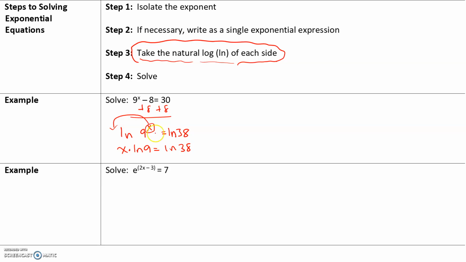So look what we did. We took the variable, which was an exponent, making it impossible to solve, and we made this into a coefficient. And we turned this into a multiplication problem. So the inverse of multiplying is dividing, so we divide both sides by the natural log of 9. So we're going to get x equals the natural log of 38 over the natural log of 9. Put this in a calculator, and this equals 1.6555.